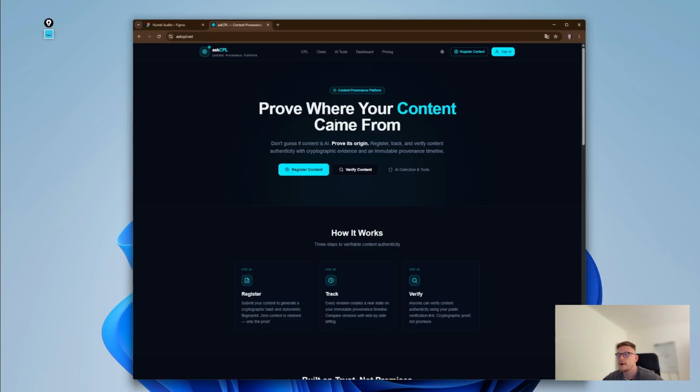Okay. So, "prove where your content came from." "Don't guess if content is AI. Prove its origin." To me, this is something that you need to combine together. This needs to be combined together with the 60 seconds as well, because this will pretty much target everything you need when it comes to the headline. Generally speaking, people usually say you have 3 seconds to convince people to stay on your landing page or spend some time thinking of the product.